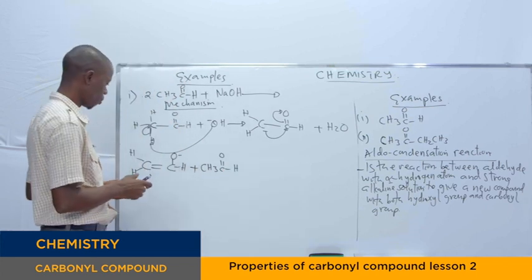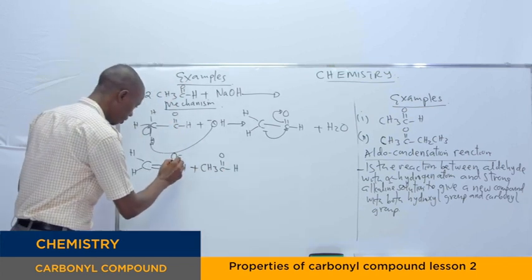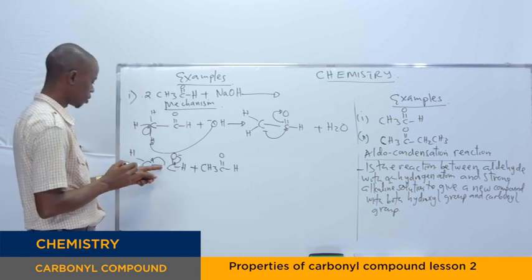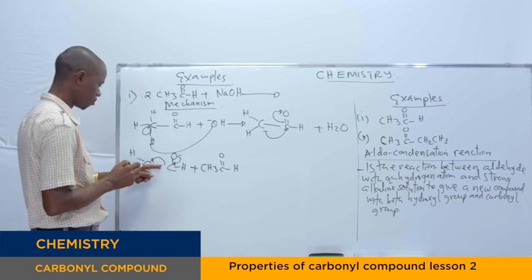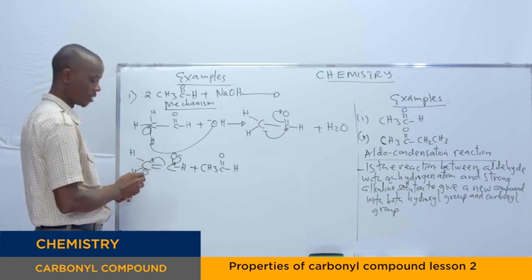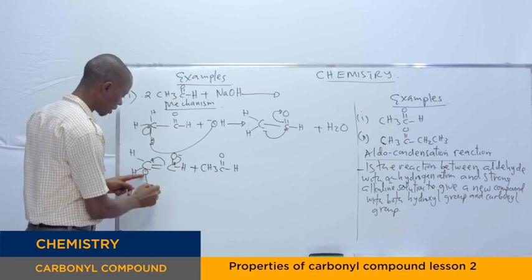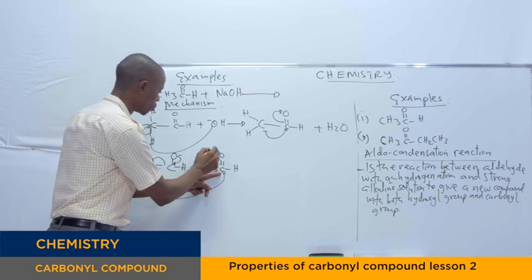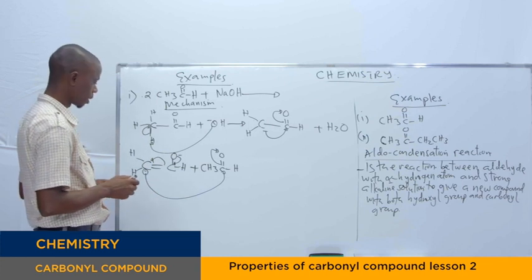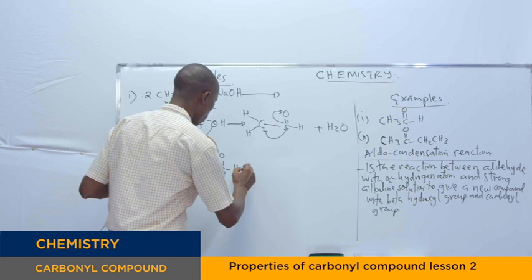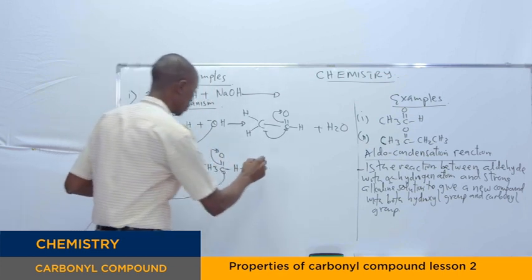When it reacts, what happens? This electron comes back to this carbon atom, and this pi electron moves to here. Now, from there, this will be negatively charged. Being negatively charged, it will attack this carbon atom, making the electron also move to this oxygen atom. So here there will be a formation of the double bond. Therefore, we are going to form the following compound.